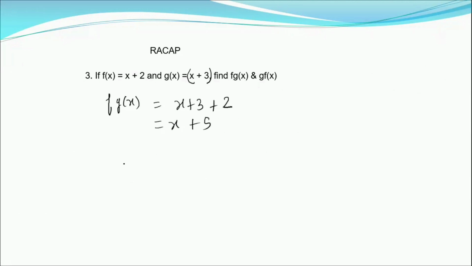Easy, isn't it? And to find gfx, you are going to put a bracket around fx. Wherever there is x value, you are going to put x plus 2. So the g value is x plus 3. So in place of this x, I am going to put x plus 2. So x plus 2 plus 3, which is again x plus 5.